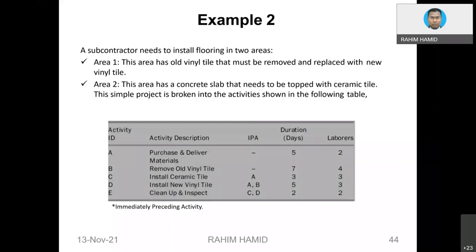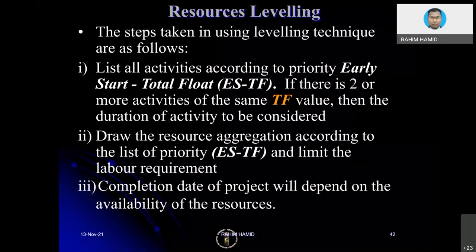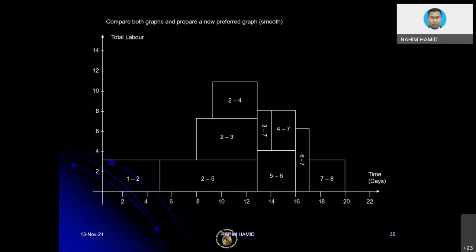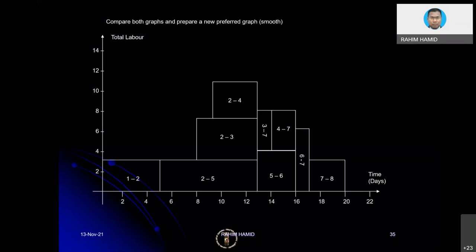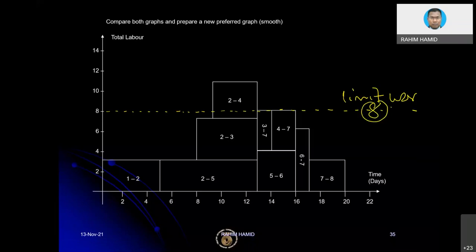Example, so let's go back to our example here. Okay, let's say this is what we call resource smoothing. But let's say in one of the scenarios, this is the final graph that we use, but still the issue is that, let's say we want to limit the workers to only 8. Let's say we want to limit to 8. So limit workers to 8 only at all time. So that is the limit.